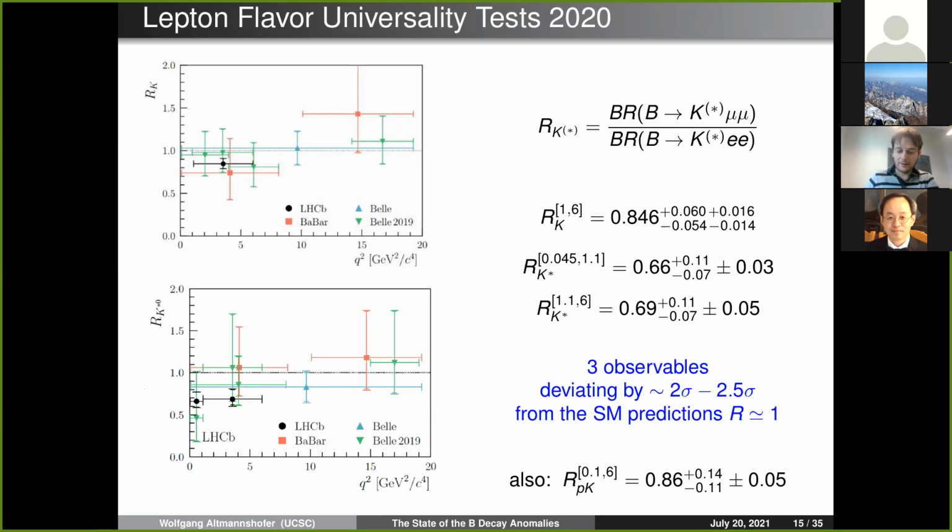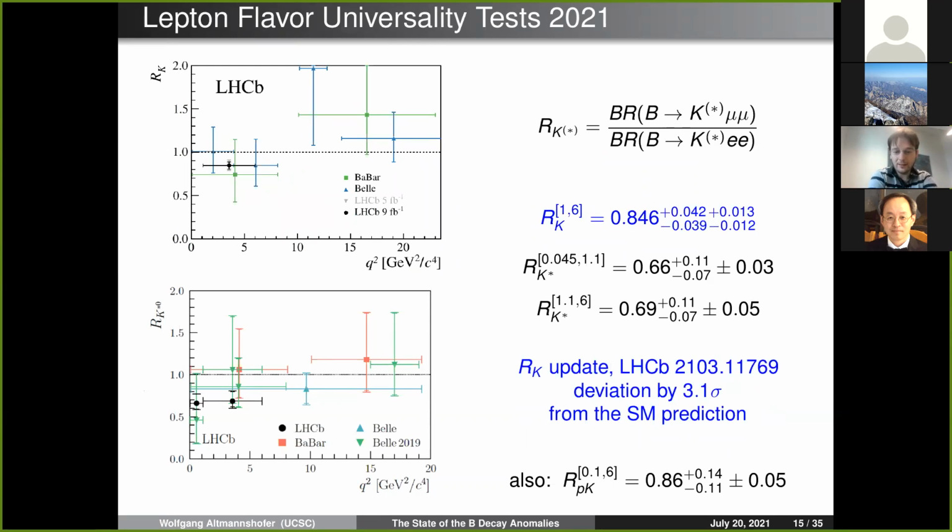And then very excitingly, a few months ago, there was this update from LHCb of Rk, now with the full run 2 data. And they confirmed the central value that they saw previously, around 0.85, now with uncertainties of around 0.04. And they claim a 3.1 sigma deviation from the standard model prediction, which is 1 with very small uncertainties. So that is very exciting.